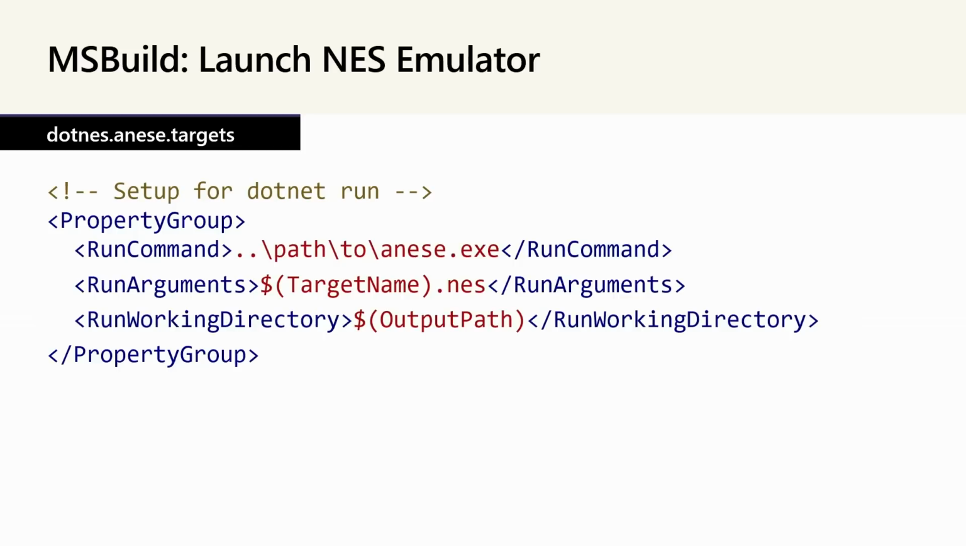This is actually even simpler than writing a target, but it's just setting a few properties. So .NET Run understands if you set the property run command to something, and run arguments, and the working directory. When you call .NET Run, it'll evaluate your project and just call these commands just as you filled them out. And so that's how I'm able to launch an emulator and do custom things during .NET Run. And Visual Studio understands the same thing, so you don't actually have to do any extra work to make this happen.